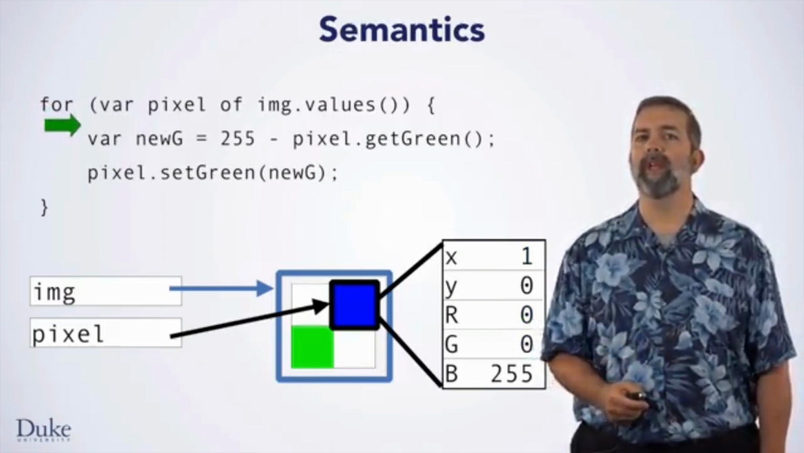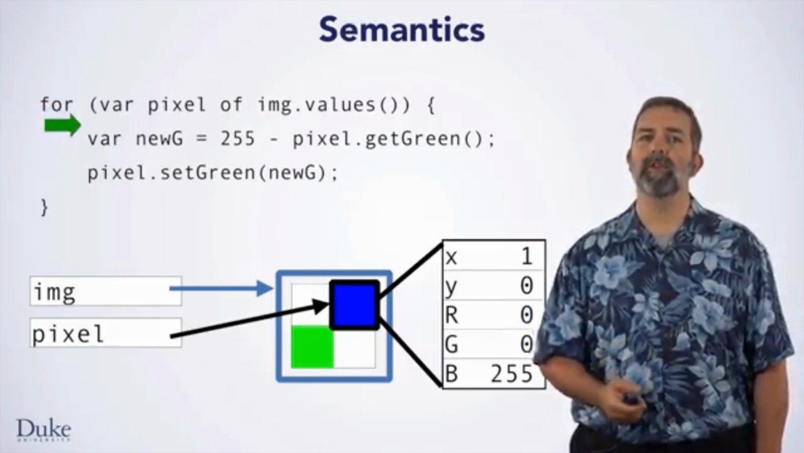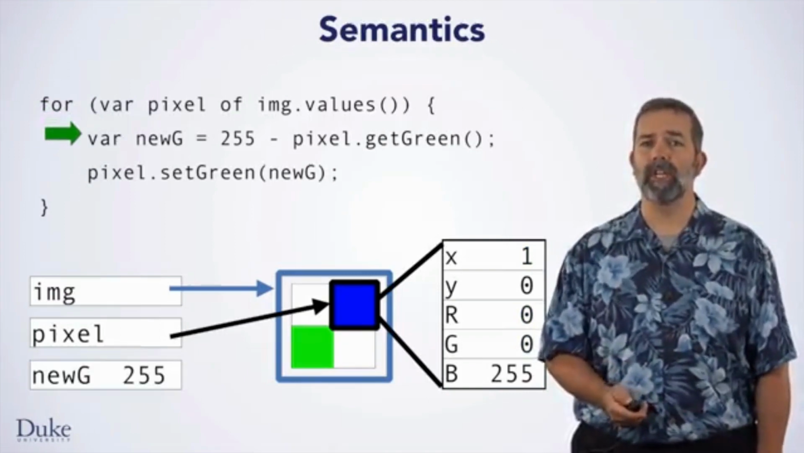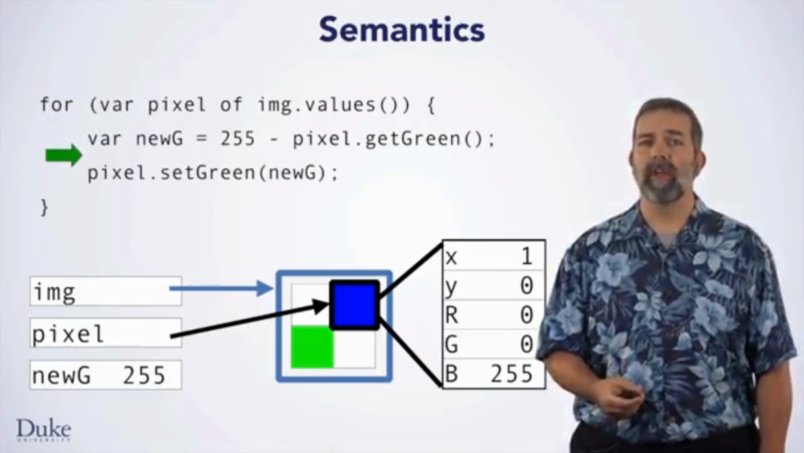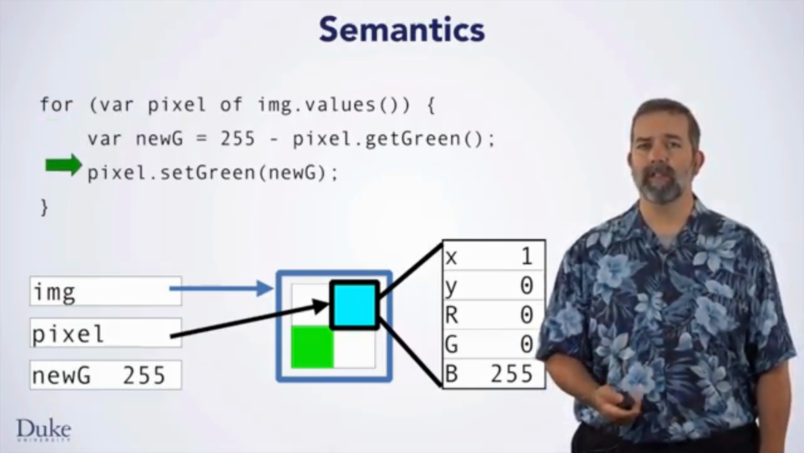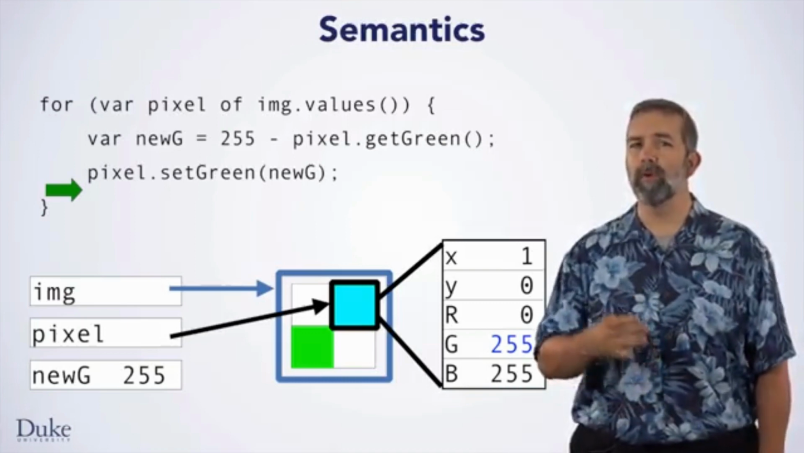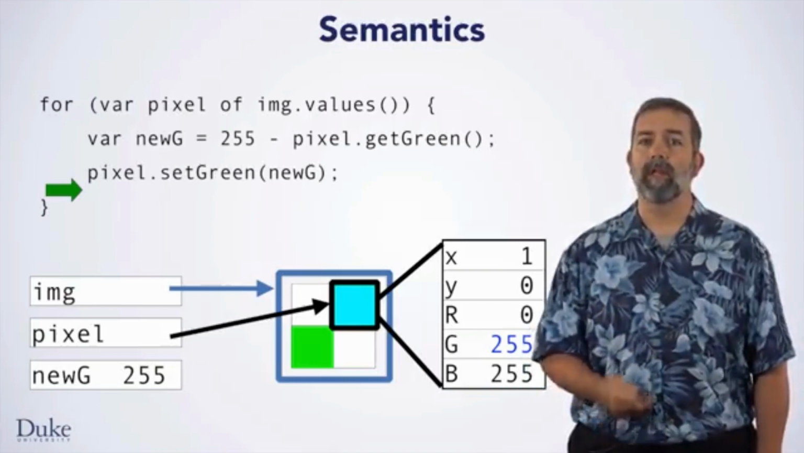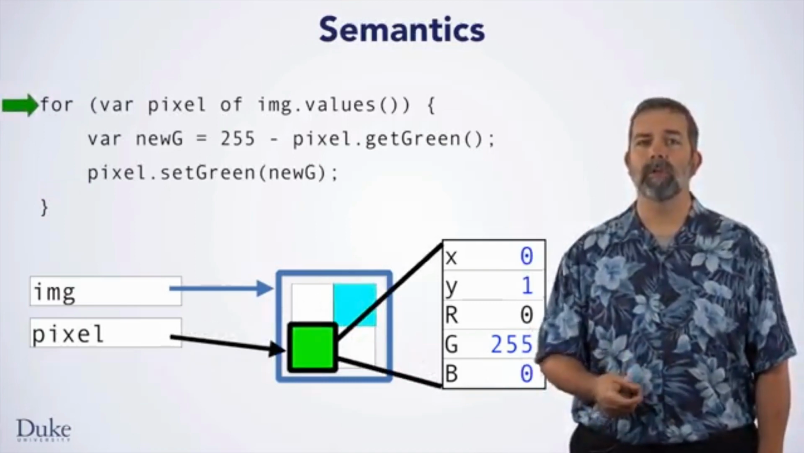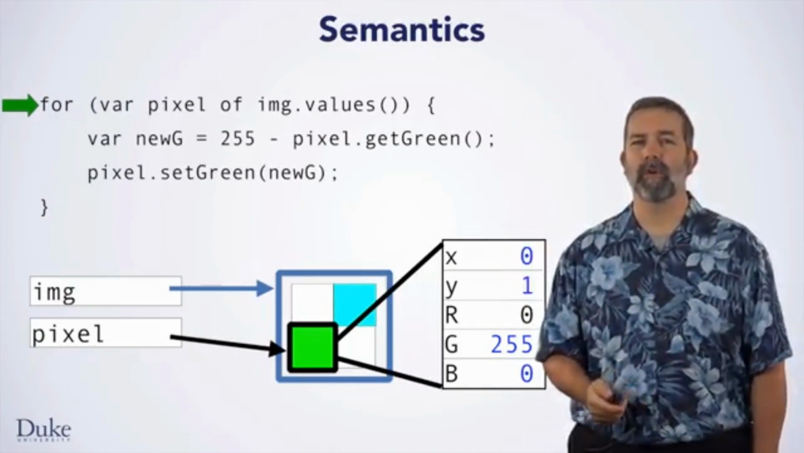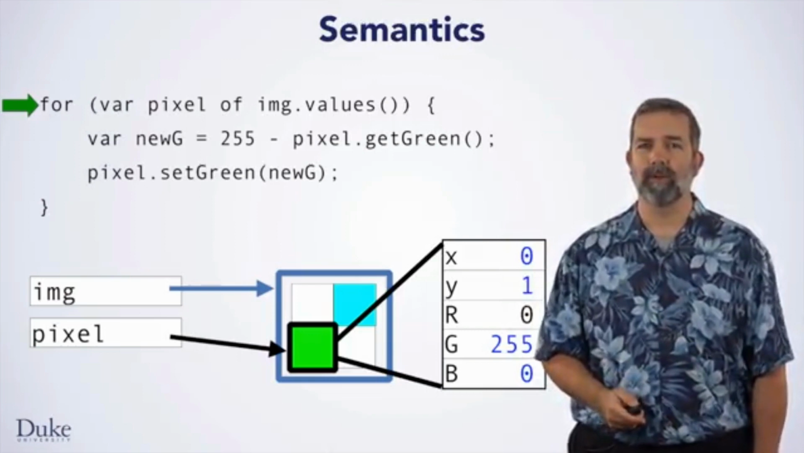We start by going inside the body of the loop and executing the statements there again. Again, we declare and initialize new g to be 255, and then do pixel.setGreen to 255, and that changes the second pixel from blue to cyan. Again, we are at the end of the loop, so it is time to go back up to the start of the loop and update the pixel to refer to the next pixel in the image.